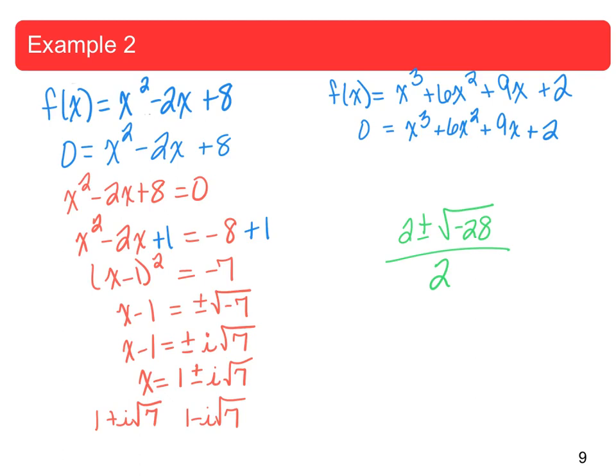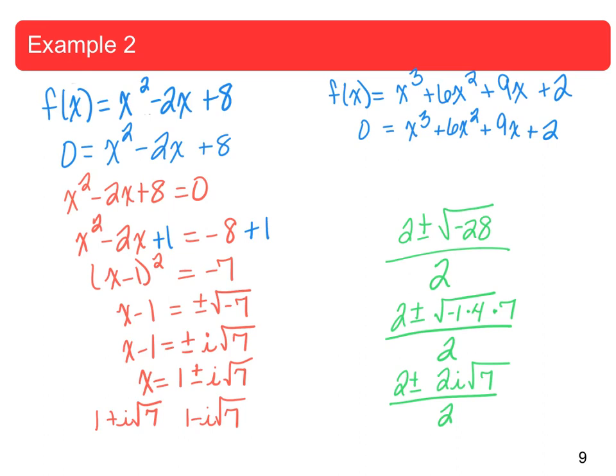Okay, so I'm going to simplify the negative 28. I'm going to have negative 1, which we're going to pull out, and we're going to make that i. Then I'm going to have 4, and then times 7. Negative 1 times 4 times 7 gives me negative 28. Does everybody agree with me? And then all of that is still over 2. What is the square root of negative 1? i. What is the square root of 4? 2. So I have 2i on the square root of 7.